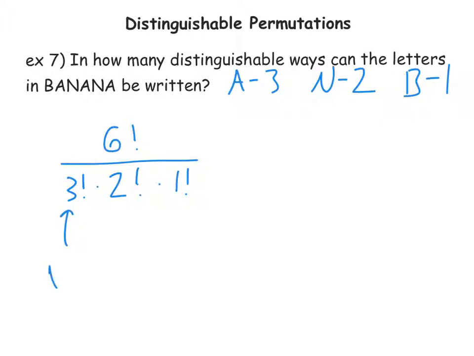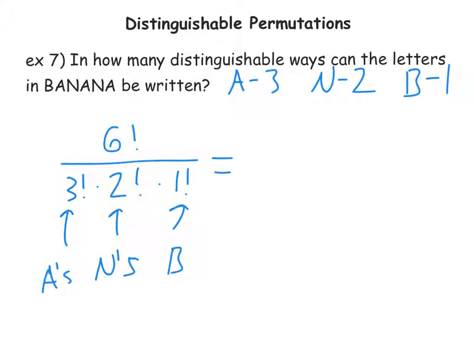That 3 factorial, that is for the A's. The 2 factorial is for the B's. Whoops. Not true. Not true one bit. I hope I didn't say that earlier, that it was for the B's. That is for the N's. The 1 factorial is for the B. Okay?